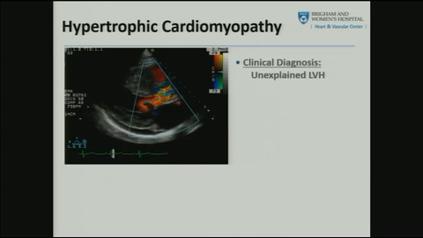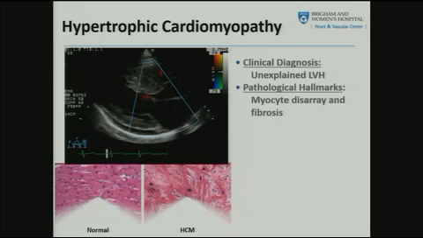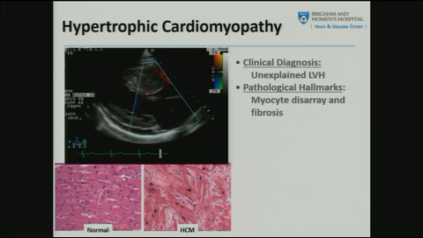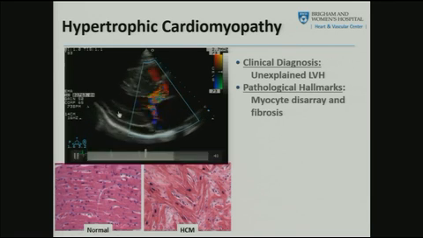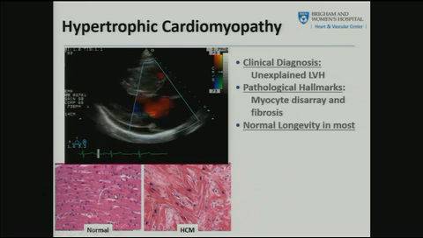In general, patients with hypertrophic cardiomyopathy present with unexplained hypertrophy that is distinguished from physiologic hypertrophy in the setting of a stimulus, such as high afterload or from valvular heart disease or hypertension. The pathologic hallmarks are myocyte disarray and fibrosis, as shown on the slide. You can see the HCM patient here with this myocyte disarray in comparison to the normal myocardium.